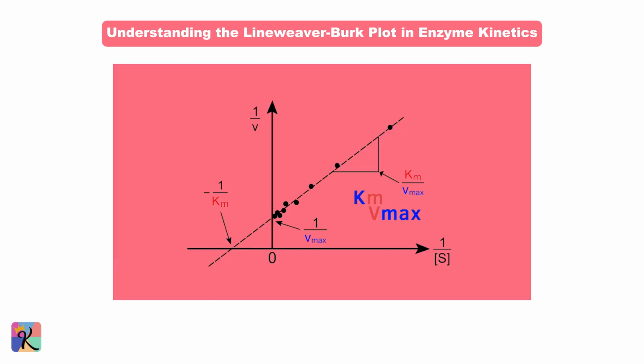First, the slope of the line represents the ratio of the Michaelis constant K sub m to the maximum velocity Vmax. This slope gives us insight into the enzyme's affinity for the substrate and its catalytic efficiency. The y-intercept of the graph is equal to the inverse of Vmax. If Vmax decreases, say, due to enzyme inhibition, the y-intercept increases, indicating a lower maximum reaction rate.